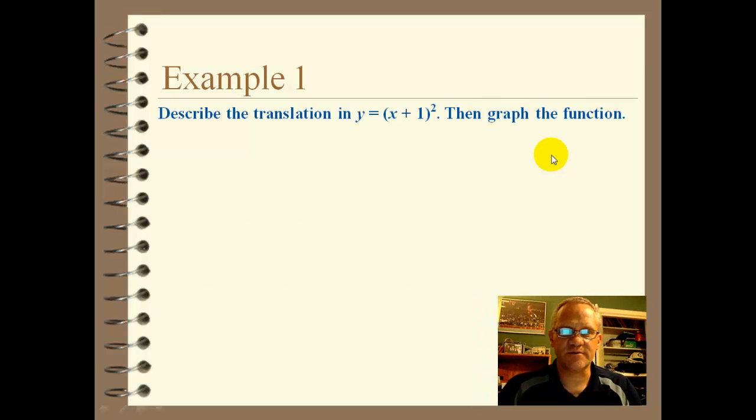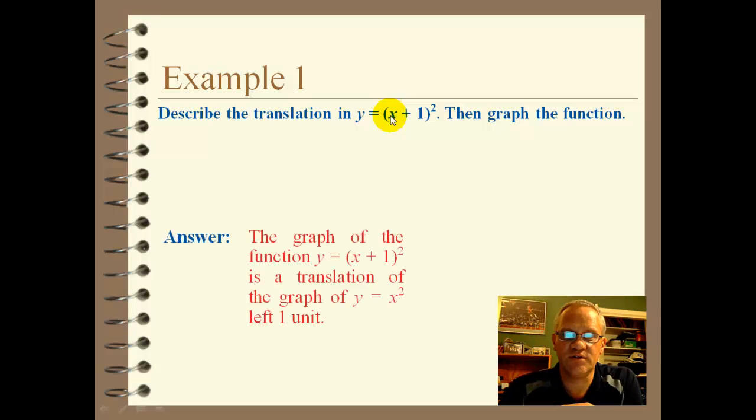Okay, so let's practice it here. Example number 1. Here's our equation. It's y equals (x plus 1) squared. What's going to happen in that translation? We've got the plus 1 here. That's inside the parentheses. So which direction is that going to go? Remember, if it's inside, this is where it's opposite. So this is going to move it 1 to the left. So as this says here, it basically translates it left 1 unit.